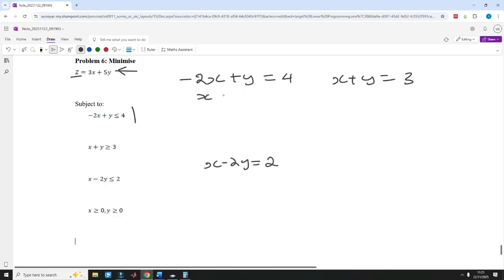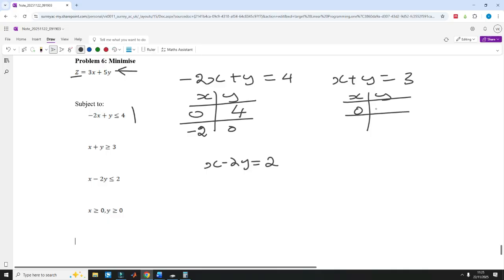So make the table x, y. When x is equal to 0, y is equal to 4. When y is equal to 0, x is equal to minus 2. Make the same table: when x is equal to 0, y is equal to 3, and when y is equal to 0, x is equal to 3. And same for x minus 2y equal to 2: when x is equal to 0, y is equal to minus 1, and when y is equal to 0, x is equal to 2.